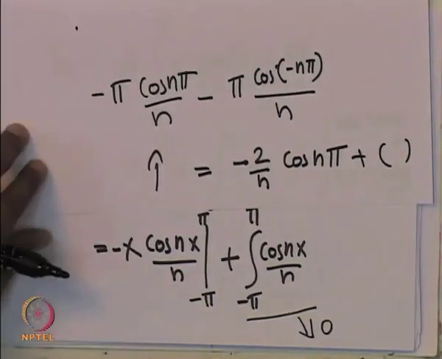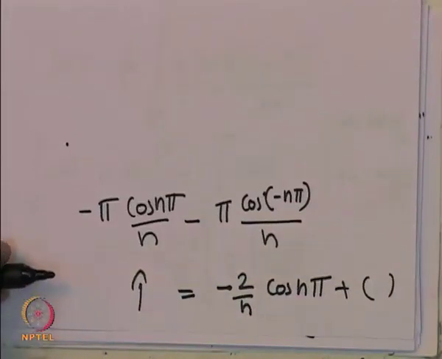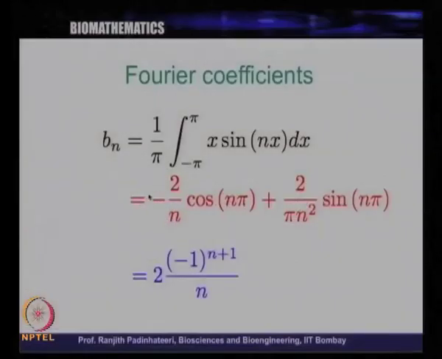So, if you do this carefully, essentially what you get is exactly what we wrote here. Look at this slide, b n is defined in this particular way, and then what you get is minus 2 by n cos n pi plus this sin n pi, which is 0. So, this term is 0. So, what you essentially get is minus 2 by n cos n pi. Now, this is for n from 1 onwards only, because that is the definition of b n, n starts from 1.